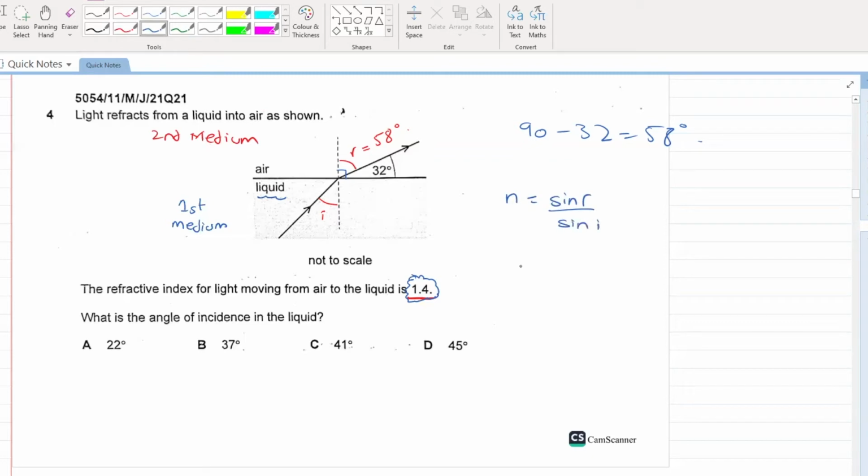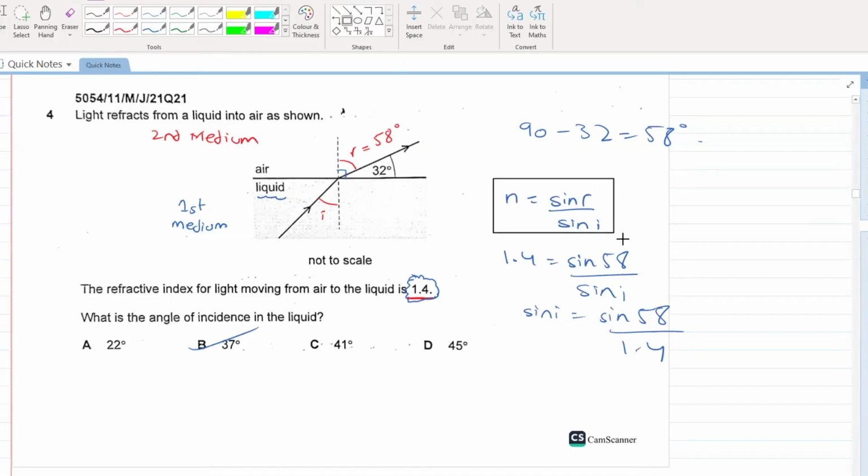What is your sine R? Sine 58. What is your refractive index? 1.4. So 1.4 equals sine 58 divided by sine I, which means sine I equals sine 58 divided by 1.4. Let's calculate that: sine 58 divided by 1.4, and then you take the sine inverse. Your answer comes out to be 37.3 degrees. B is your answer.